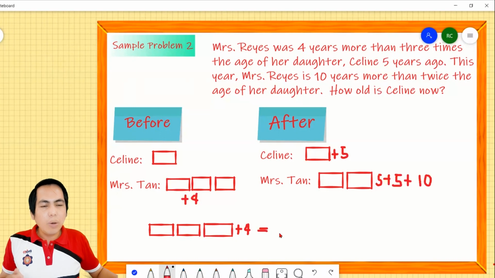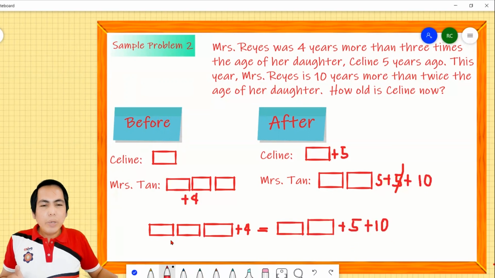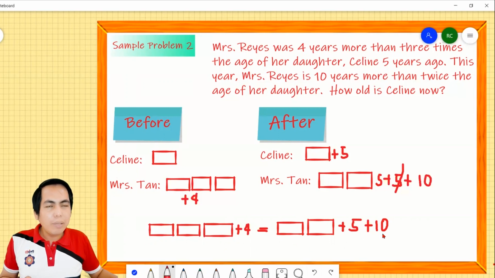This can also be represented by 2 boxes and 5 plus 10, because we have to take out the 5, because this 5 is already 5 years after. So we have 2 boxes plus 5 and plus 10. So we have 3 boxes plus 4. We have 2 boxes plus 5 plus 10 or plus 15.